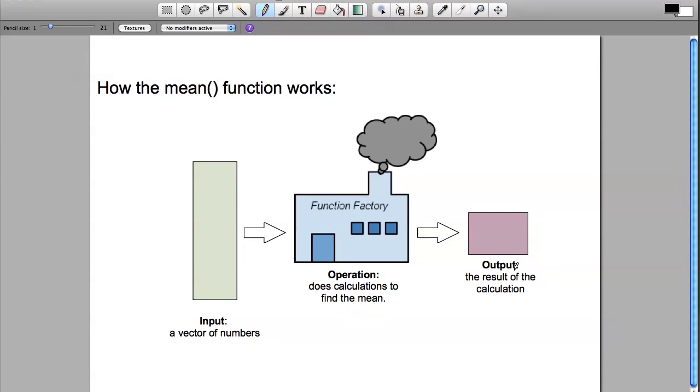Let's look at the mean function as an example. The input it takes is a vector of numbers, such as 1, 1, 2, 5, and 1. The operation it performs is summing up all of these numbers in the vector, then dividing by the length, which is how many numbers were in that vector. The result of that calculation would be 2, which is the mean, and that will be outputted.